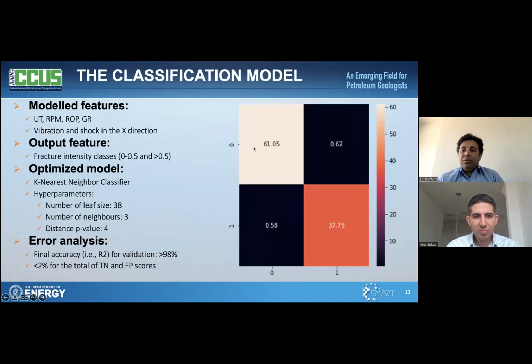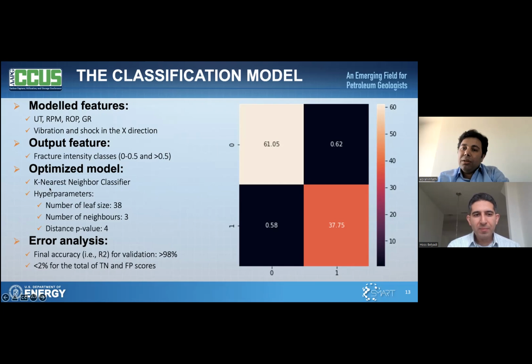And then we try to see first if this is going to work or not. As a proof of concept study, we first used the classification approach. We said, let's divide the fracture intensity into high fracture intensity zones and low fracture intensity zones, just two groups. And then let's use our RPM, ROP, gamma ray, vibration, and shock information, and see if we can predict the fracture intensities in two classes.